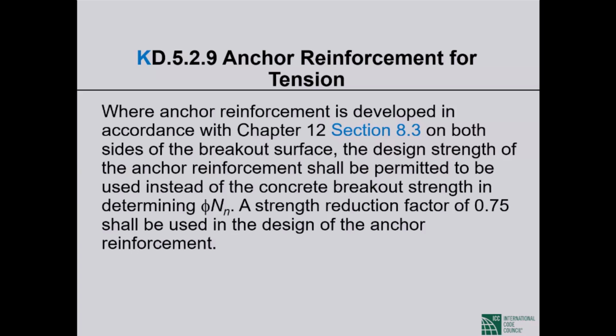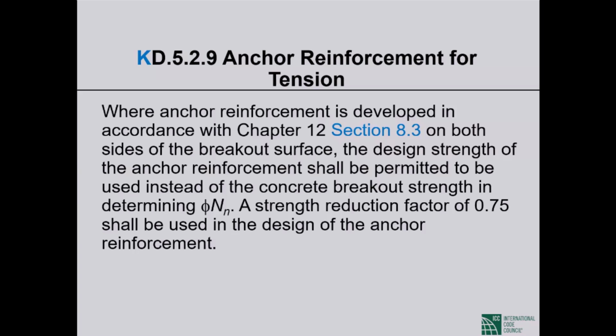So supplementary reinforcement, I said, restrains breakout, does not suppress it. Anchor reinforcement suppresses breakout failure. So you don't have to calculate breakout failure strength. That is replaced by the design strength of the anchor reinforcement, A sub s times f sub y of the anchor reinforcement, reduced by a phi factor which is given as 0.75.